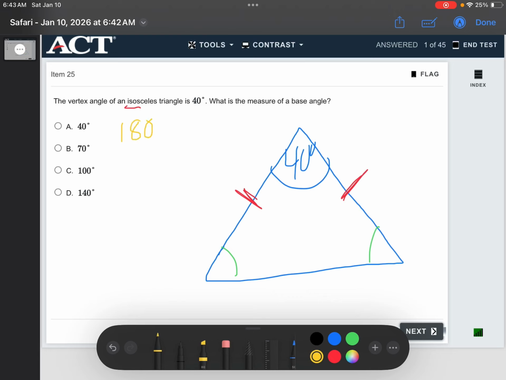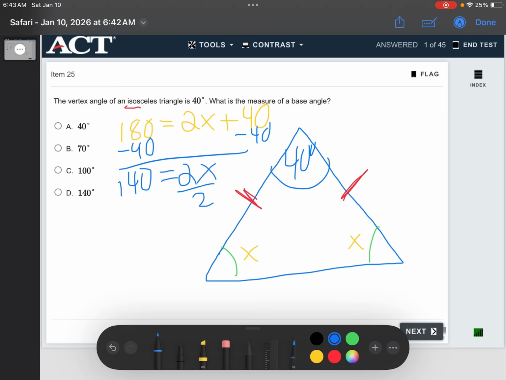And so what we know is that this angle and this angle both have to be the same, so I'll just call them x. So x plus x would give us 2x, and then plus 40, right? So all these things need to add up to 180 degrees. So we can just solve this equation here, subtract 40 from both sides. We get 140 equals 2x, and then divide both sides by 2, and x is going to be 70 degrees, which is choice B.